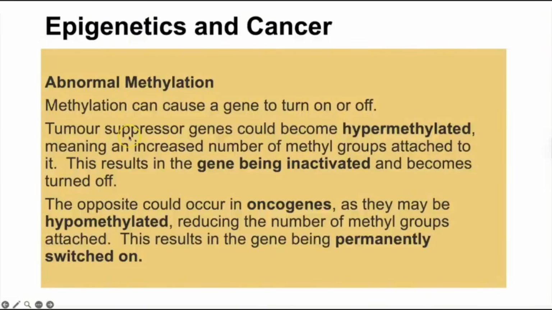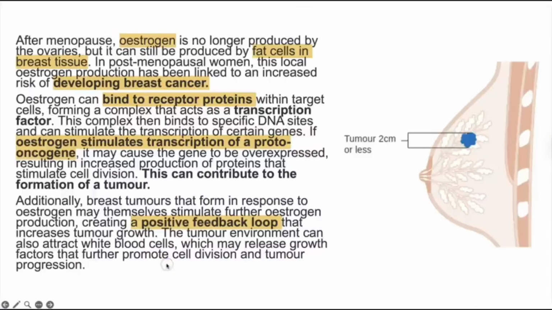That's going to cause it to tightly coil. The transcriptional factor can't reach the gene, the tumor suppressor gene, and the tumor suppressor gene is not transcribed. So it means you don't get that protein that's needed to control the cell cycle. Or the opposite could occur in an oncogene, as they might be hypomethylated, meaning you don't have enough methyl groups binding, and as a result, the gene is permanently being transcribed.